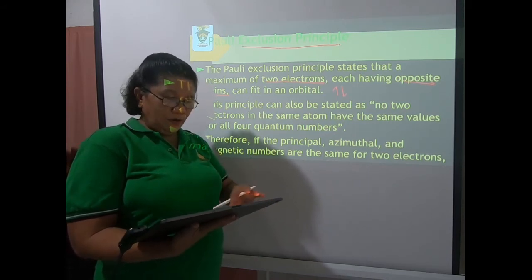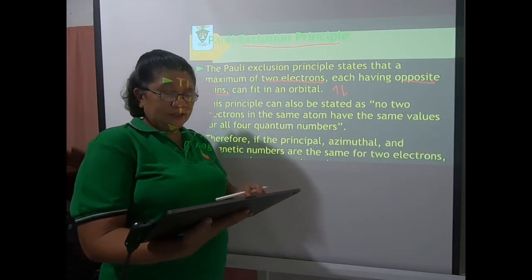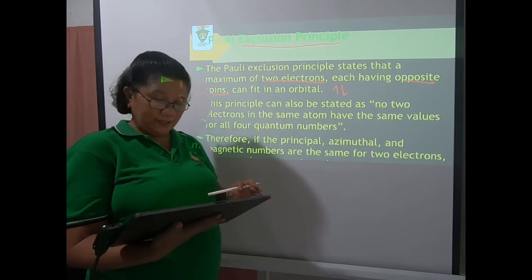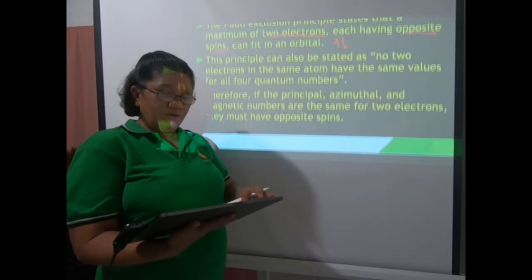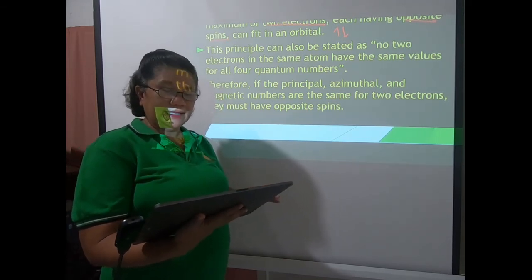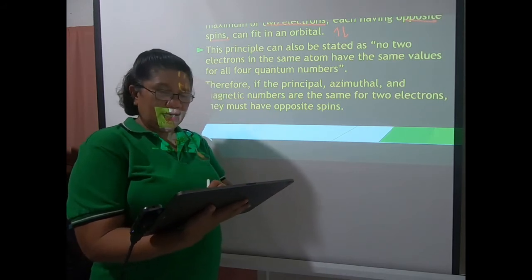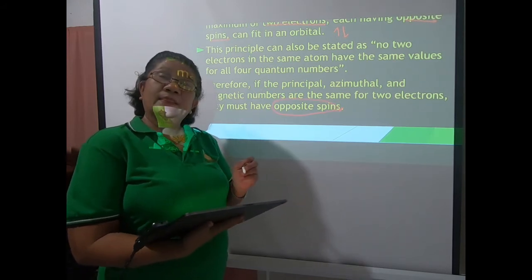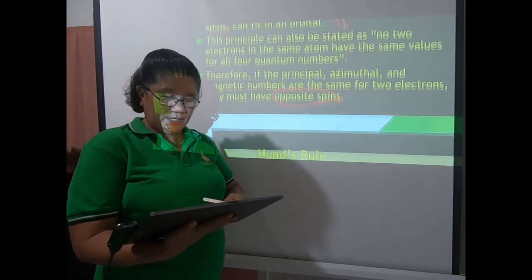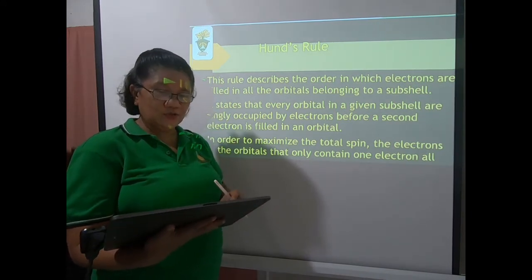In this principle, it is also stated that no 2 electrons in the same atom have the same values for all quantum numbers. Therefore, if the principal, azimuthal, and magnetic numbers are the same for 2 electrons, they should have a different s value. That is the opposite spin. The third rule is Hund's rule.